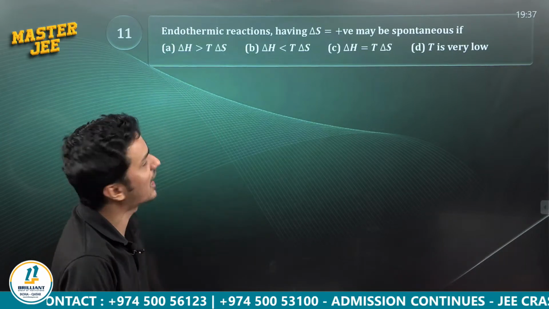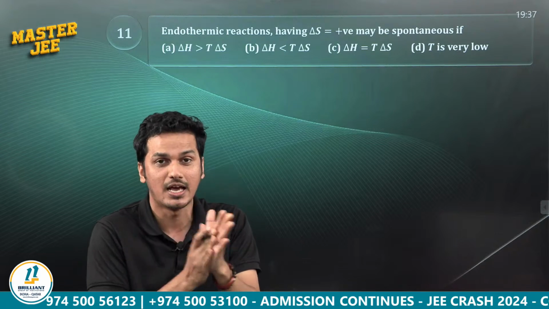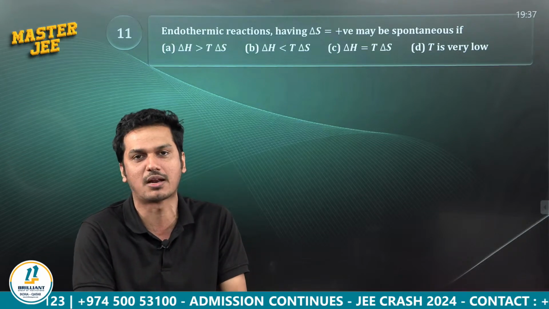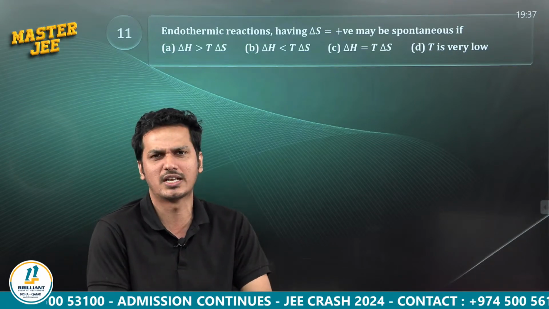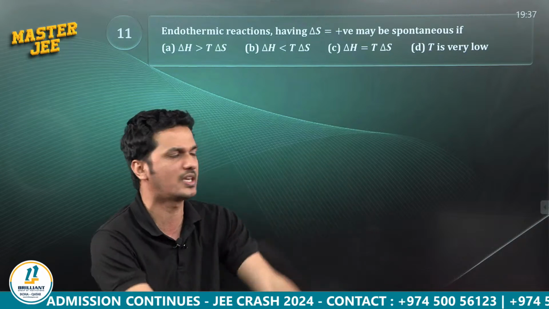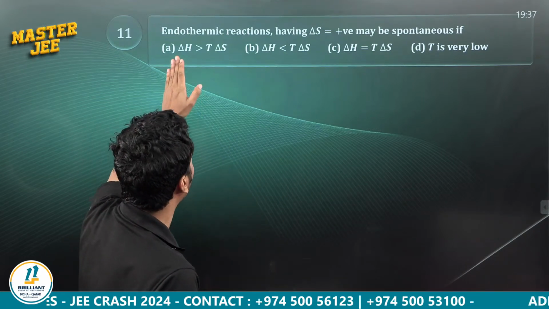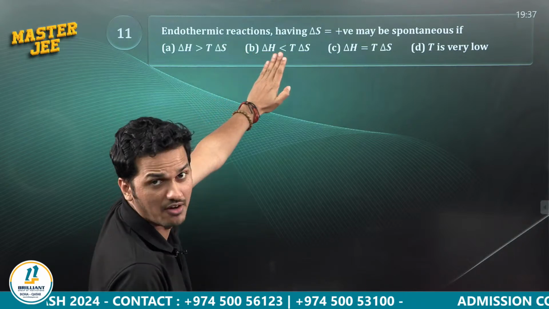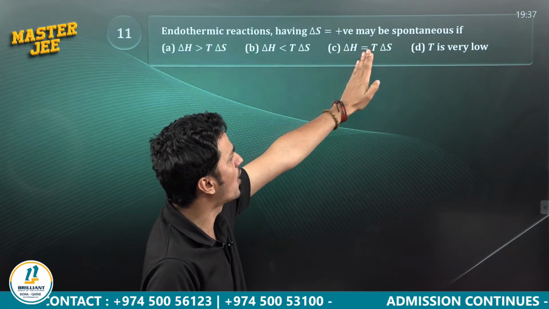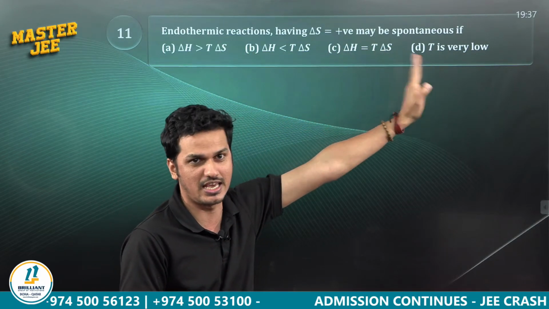So here the question is actually we are going to discuss the topic thermodynamics. Today we discuss the thermodynamics chapter. We discussed so many questions, so many concepts. Here we have to discuss 10 important questions. So here is the first question: endothermic reactions having delta S equal to positive may be spontaneous if.